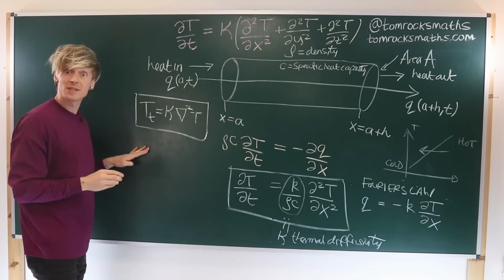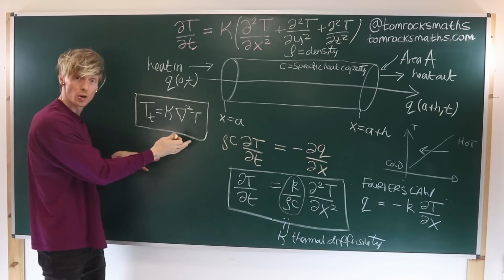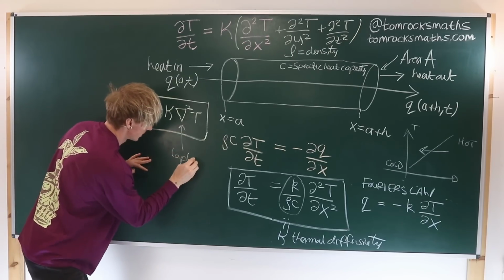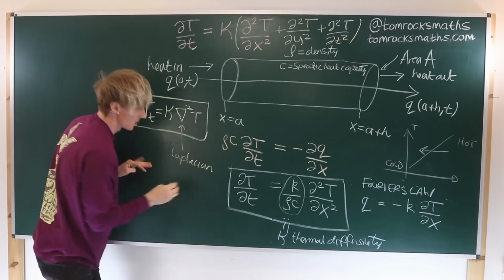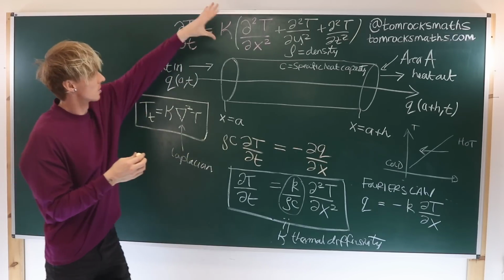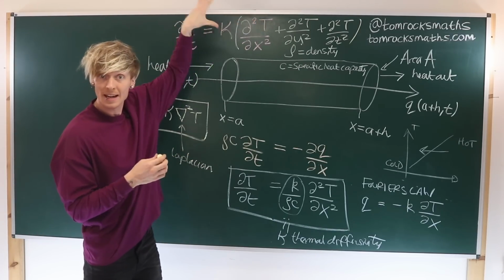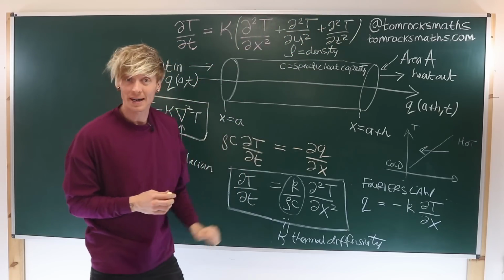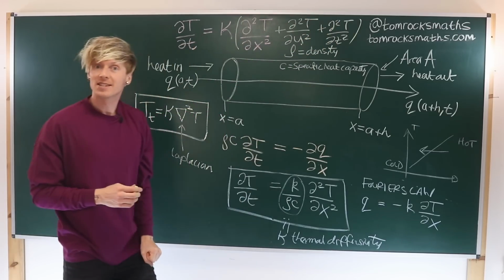So you may also see the heat equation in this form, where this operator is the Laplacian, and in 1D, 2D, and 3D, it looks like the purple expression in 1D. In 2D, you have the x and the y, and then you get the z term if you're going to 3 dimensions.